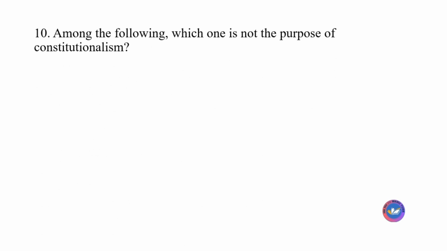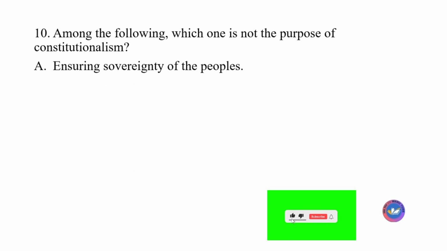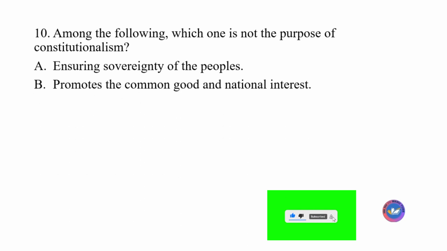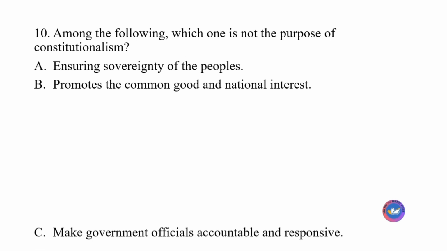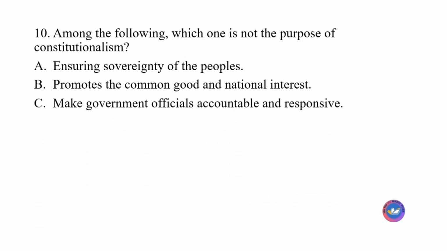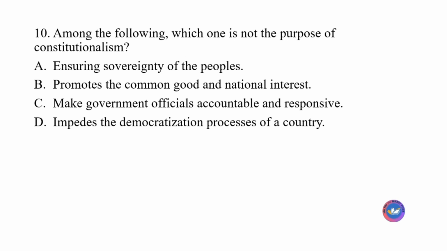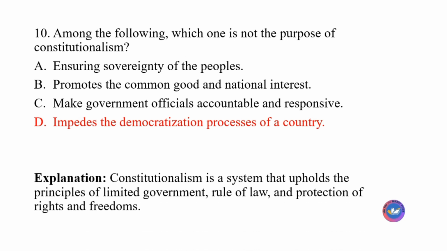Question number 10. Among the following, which one is not the purpose of constitutionalism? A. Ensuring sovereignty of the peoples. B. Promotes the common good and national interest. C. Make government officials accountable and responsive. D. Impedes the democratization process of a country. The answer is impedes the democratization process of a country. Constitutionalism is a system that upholds the principles of limited government, rule of law, and protection of rights and freedoms.